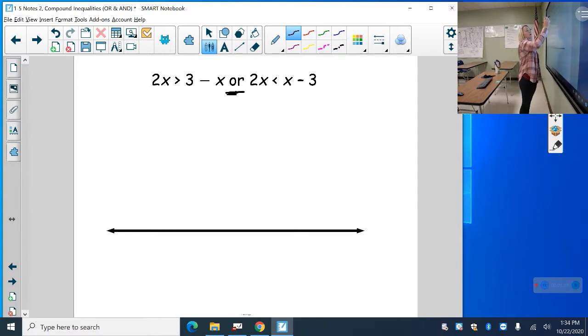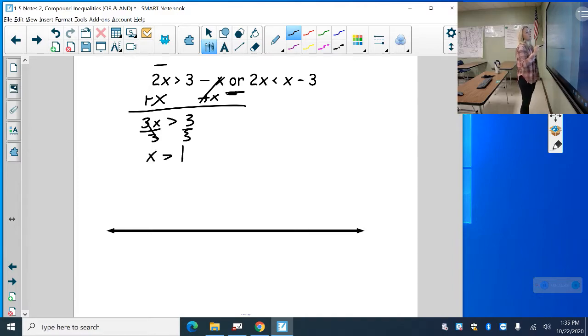If you look, this is one of them here, and then one is over here. So I'm going to add x to both sides, and I'm left with 3x is greater than 3, and divide by 3, so I have x is greater than 1. Or, and make sure you put the word or in there, if you don't, it's actually wrong. Or, now we solve the other one.